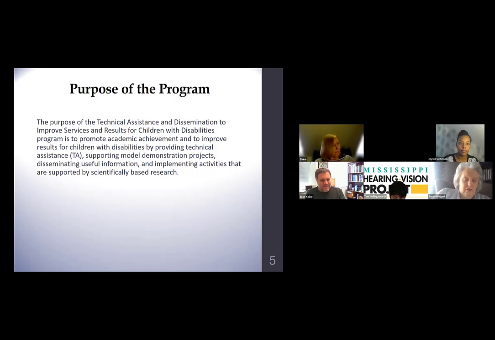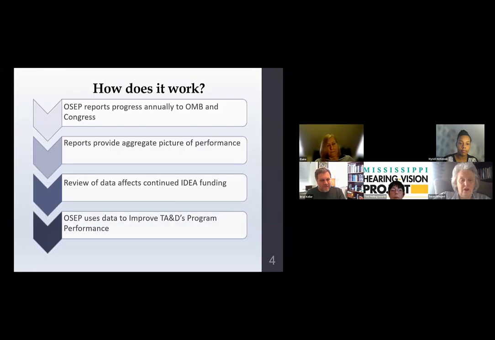We report the program performance measures annually to Congress, and this gives us an overview of the whole program and how it's performing. So Congress's review of our program data does affect the continued funding of our IDEA programs. And we also use that data to improve our program performance, including the deafblind program. So the data are very important to us.